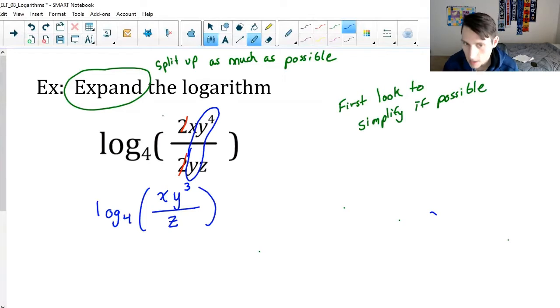So this blue logarithm is what I'm going to focus on expanding. Right? Make your life a little easier by doing simplification at the beginning. It'll save you some steps throughout and at the end.